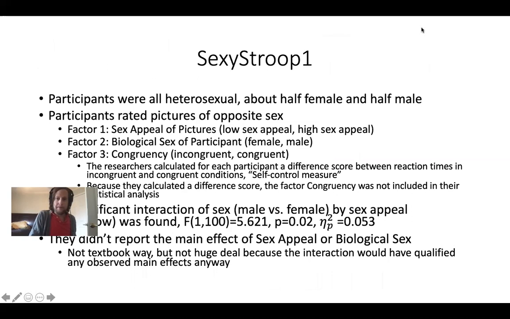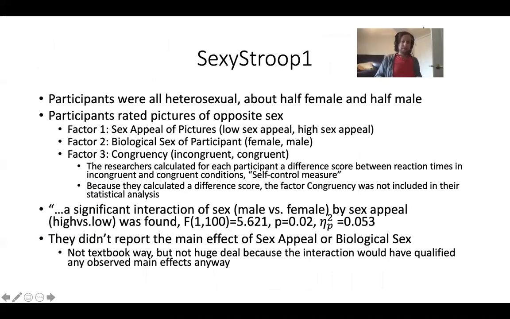And then the article that we read for today, Sexy Stroop, I've kind of summarized the main findings that I care about here. There are 3 or 4 experiments in this study, but this is the stuff that I find to be most important about this article that you read for today. I guess a couple things. All the participants were heterosexual, about half were women, half were men.